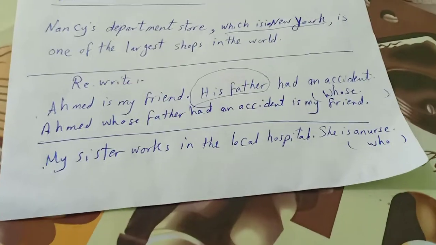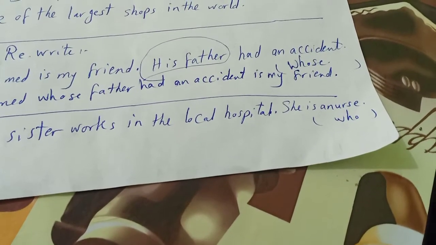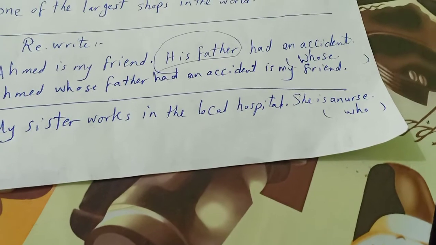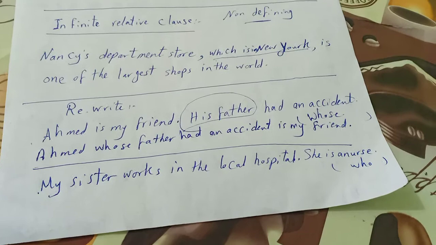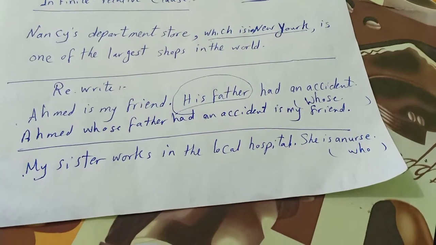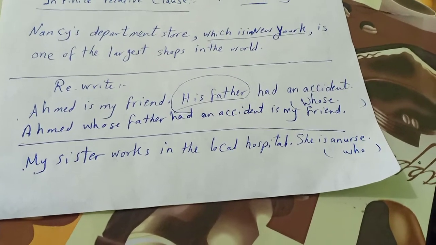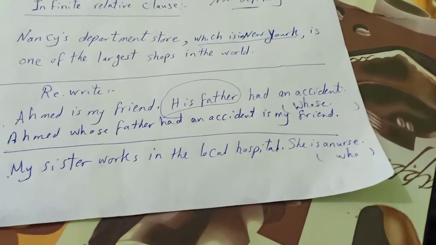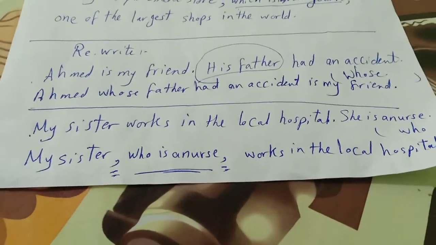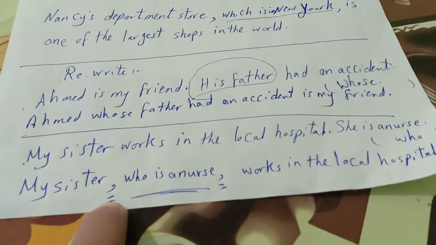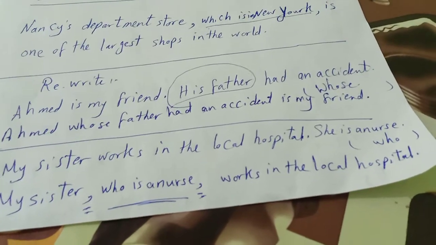Let's see another example. Here is another example. My sister works in the local hospital. She is a nurse. Use who. Yes, that's right. It's an indefinite relative clause. What will the answer be? My sister, who is a nurse, works in the local hospital. Yes, that's right. Let me write it down. Here is the answer. My sister, comma. Don't forget the commas. My sister, who is a nurse, works in the local hospital.